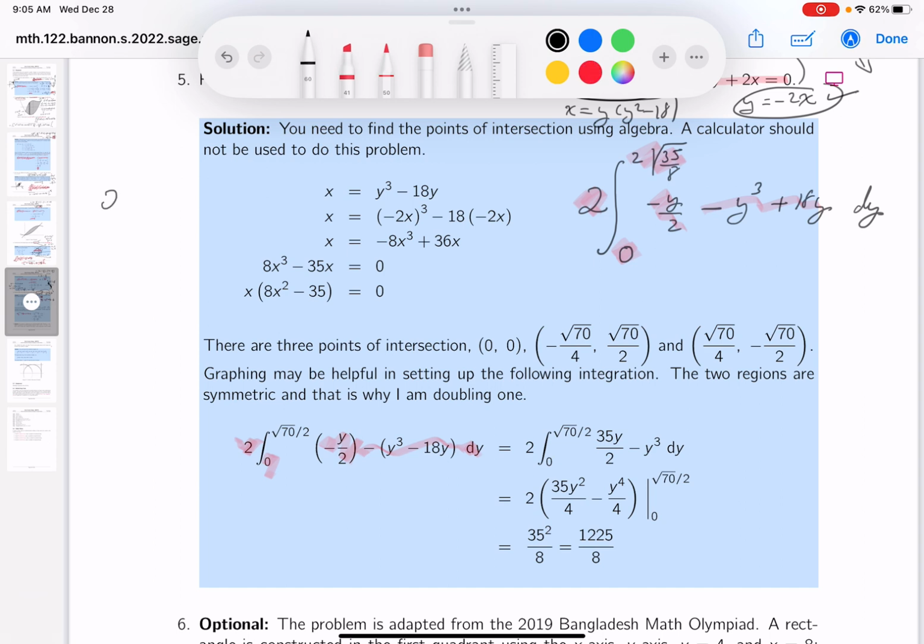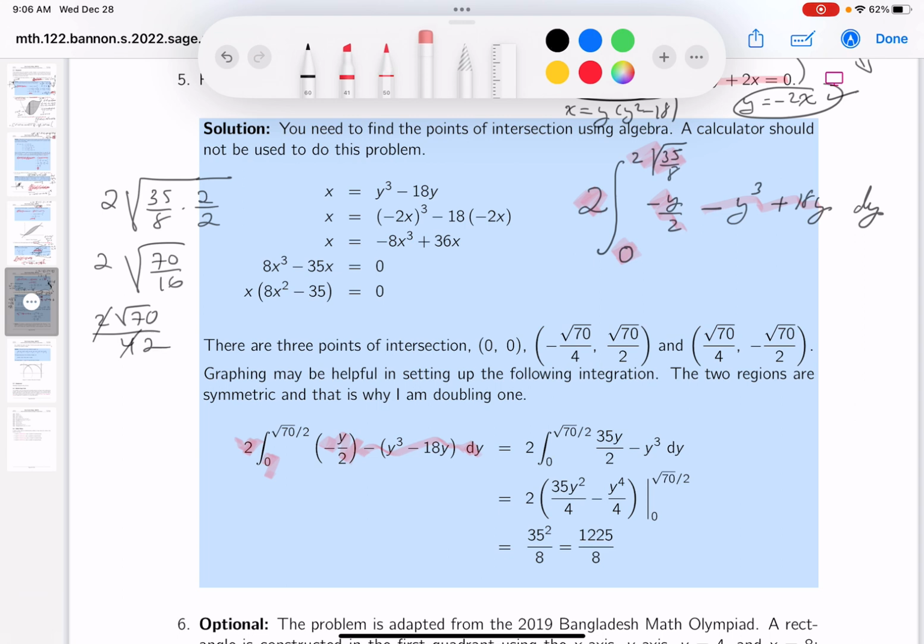2, 35 over 8. Just like you did in math, I'm going to try to make the bottom a perfect square by multiplying top and bottom by 2. And when you do that, this would be 70 over 16. The square root of 16 is 4. This would be 2 root 70. And 2 goes into 2 once, goes into 4 twice. So root 70 over 2.